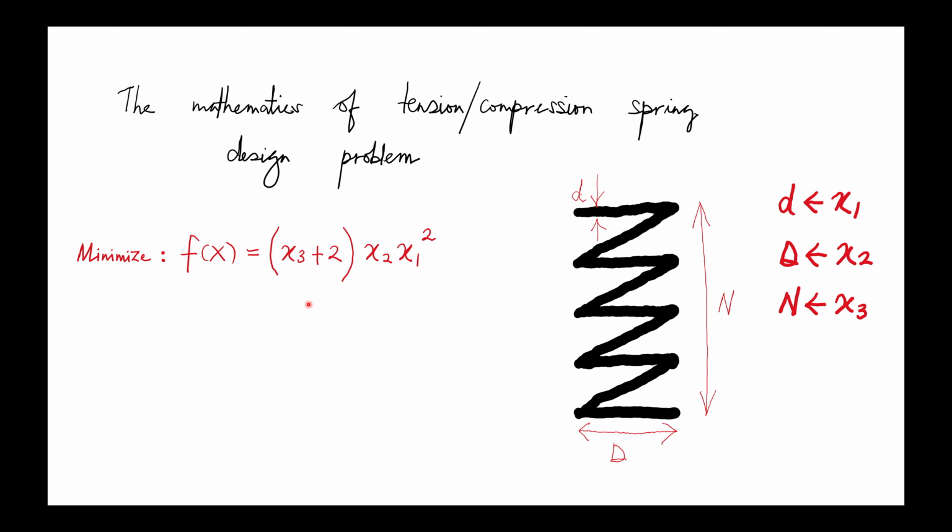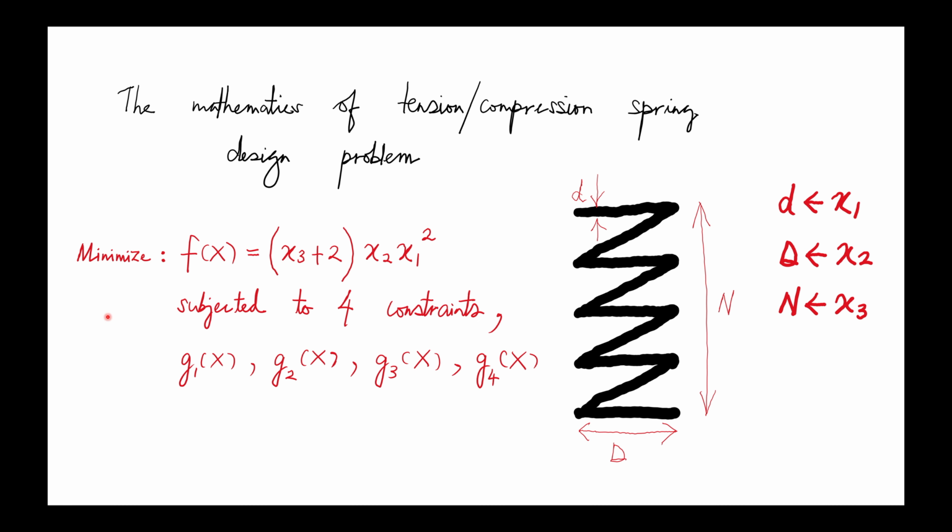x3 plus 2, multiplied with x2 and multiplied with x1 squared. And the objective of the design problem is to minimize this function. We call this the objective function. The minimization of this function is subjected to 4 design constraints, which are G1(x), G2(x), G3(x), and G4(x).